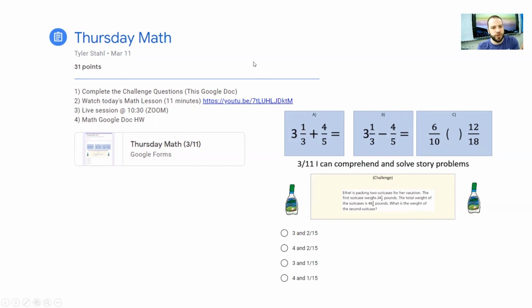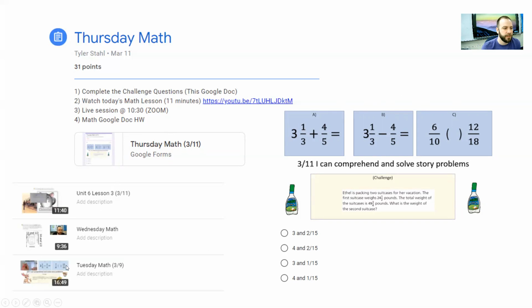This is me teaching the new concept, going over a few problems, sometimes going over the answers to the challenge questions. So your first thing is to complete the challenge questions. The second thing is to watch the video. And the third thing, after you complete those 2 items, is you will meet me at 10:30 for a live Zoom with the class, and we'll go over the new math lesson live as well. Usually we have a short homework assignment after that. This is an example of 3 of the different videos that I posted on the YouTube channel that week.